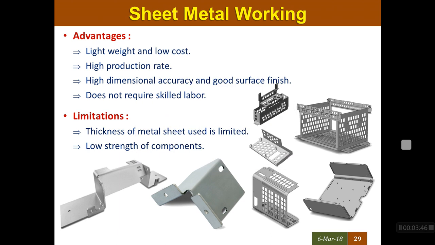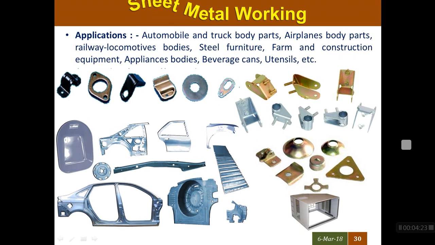The production rate is extremely high. The dimensional accuracy and the surface finish are both good, and for this we do not require any skilled labor. So these are a few general advantages of sheet metal operations, and the limitations are very general. As we know, in the first part we discussed that only if the thickness is low can we call it a sheet metal operation. Accordingly, the strength of components is comparatively lower than in forging operations. Now we'll deal in detail with different applications of sheet metal working processes.